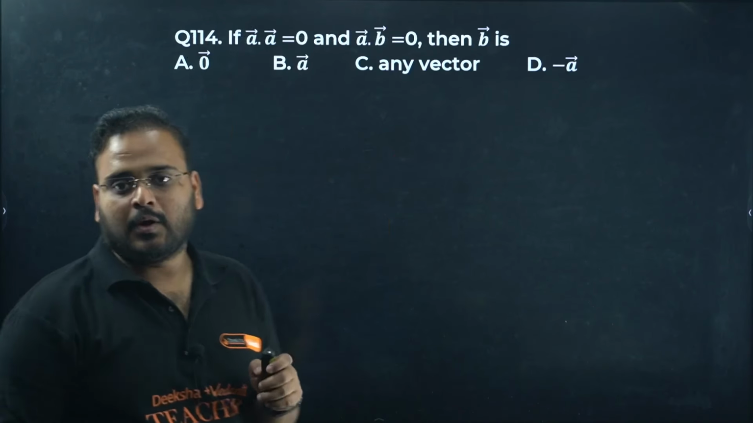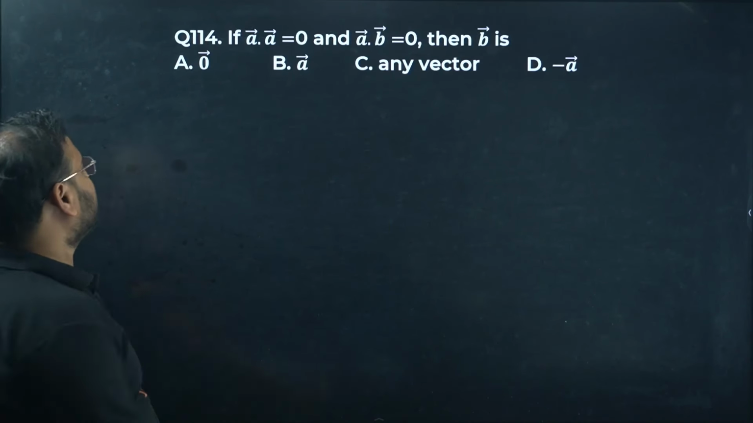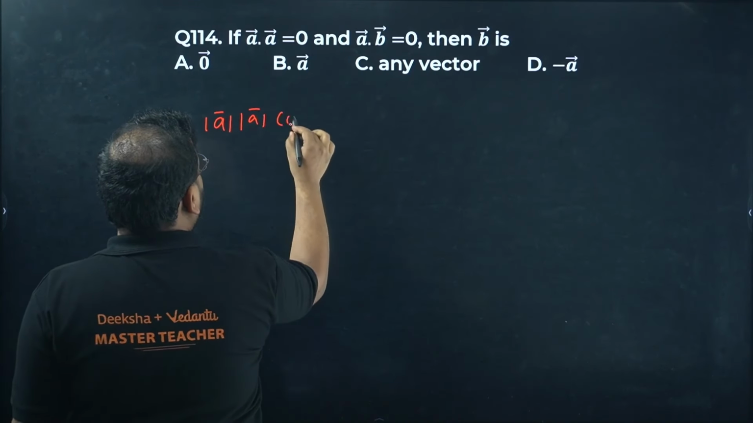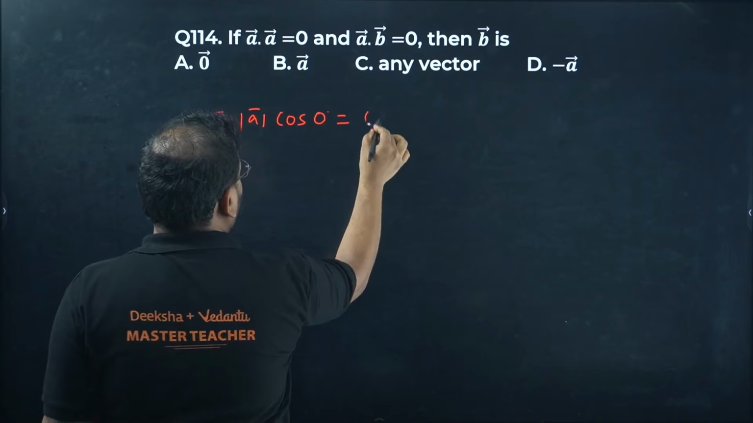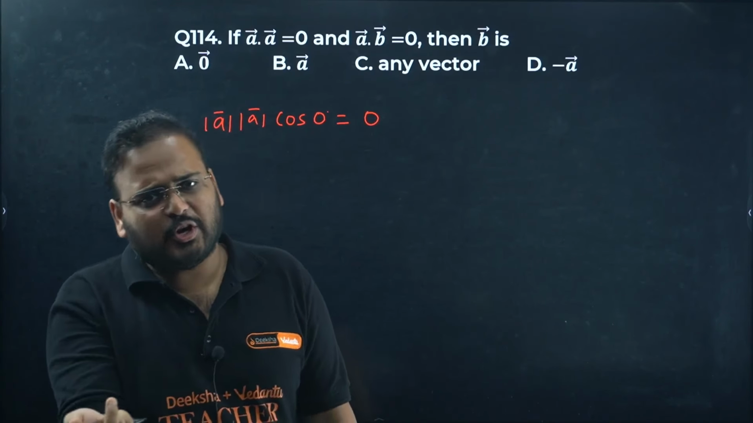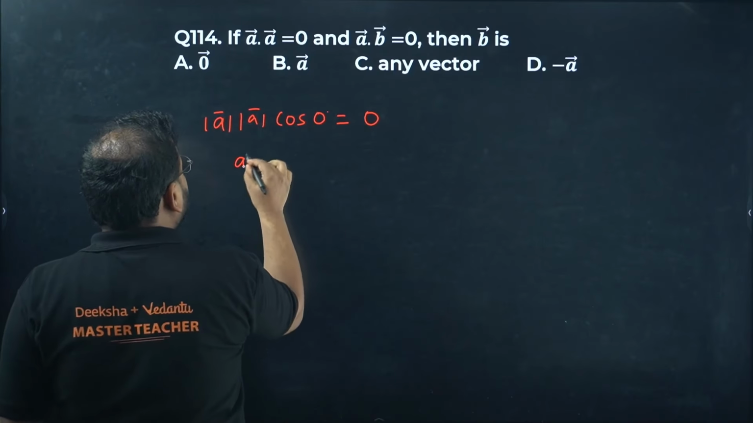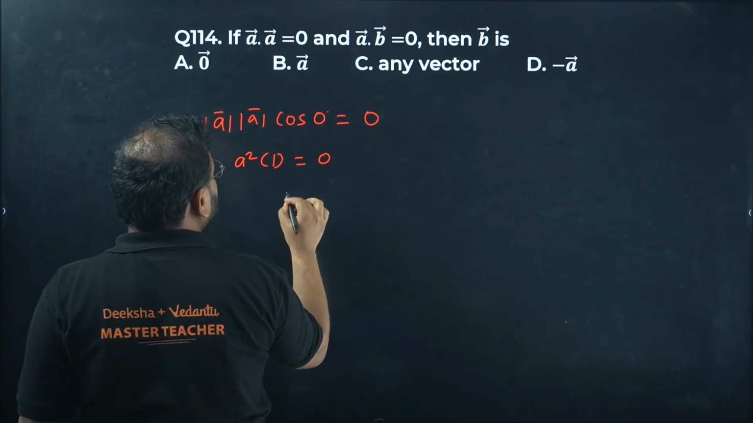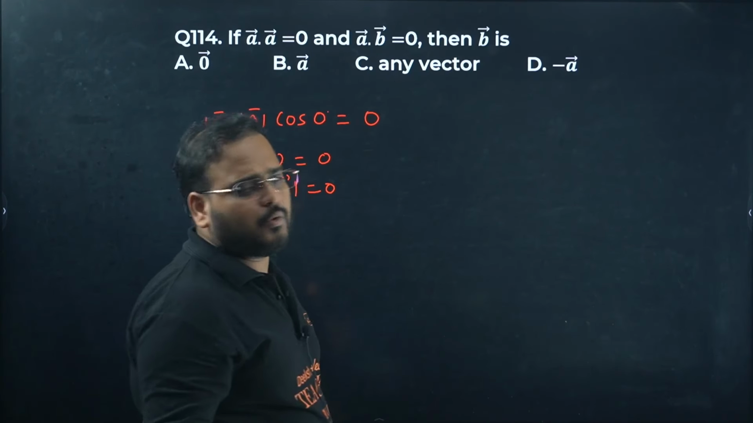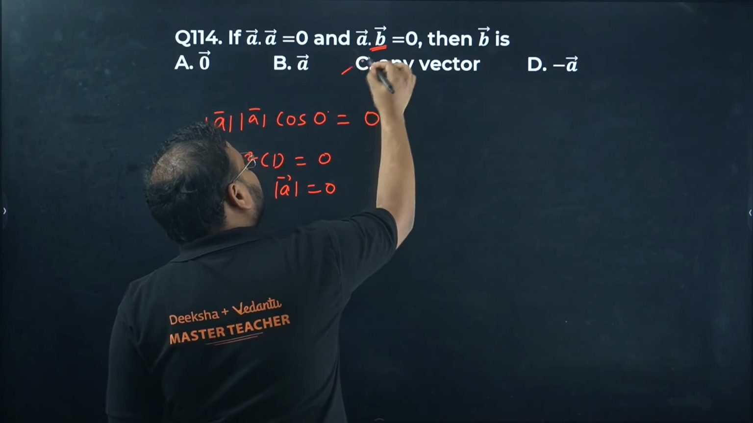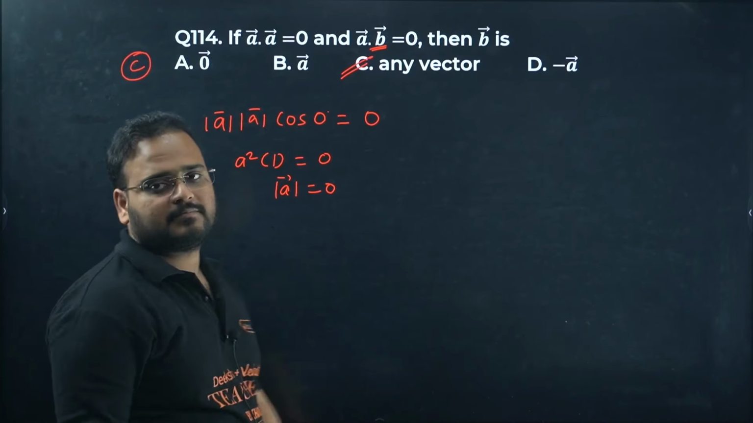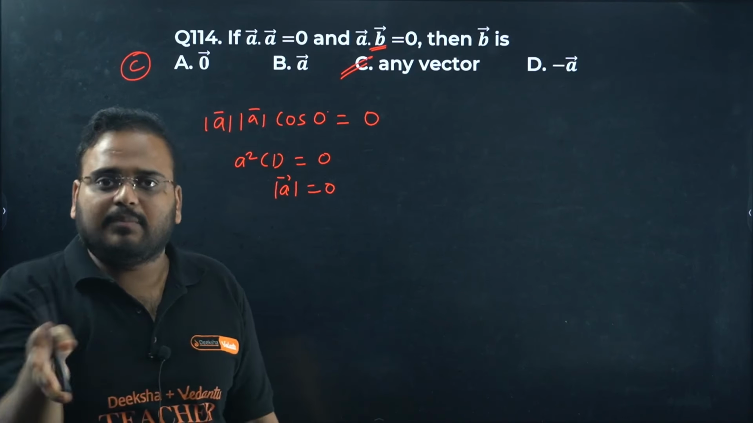Come on. Question number 114. A dot A is 0. What it means? It means mod of A into mod of A cos 0 degrees is 0. Why 0 degrees? Angle between the vector and itself is 0 degree. So what I'm getting here is A square into cos 0 is 1. It means mod of A is actually 0. If mod of A is 0, B can be any vector, right? It will be always 0. Answer is what? C.